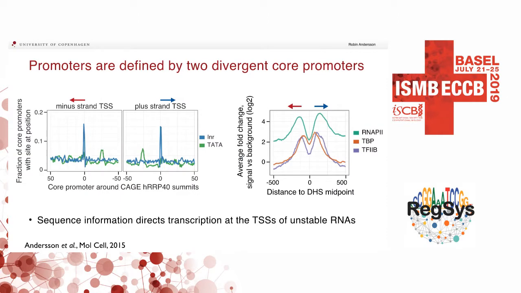So now, is this noise, or is there any kind of information directing transcription initiation at these sites? If we do motif searches for known core promoter elements, like the initiator or the TATA box, we can see that the sequence information directing transcription start site and the direction of transcription is actually quite similar at PROMPTs as for mRNAs. We can also map ChIP-exo data from the Frank Pugh lab and see that there are general transcription factors actually binding to these core promoter elements. So there is sequence information directing the transcription and the transcription initiation at these unstable RNAs.